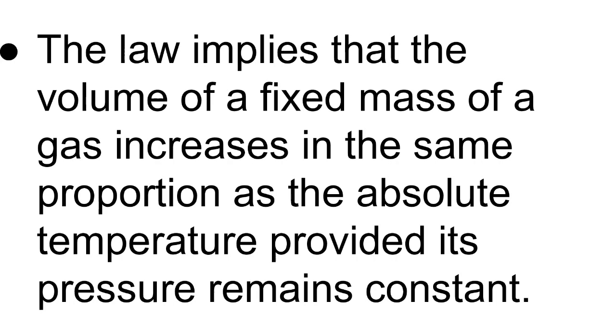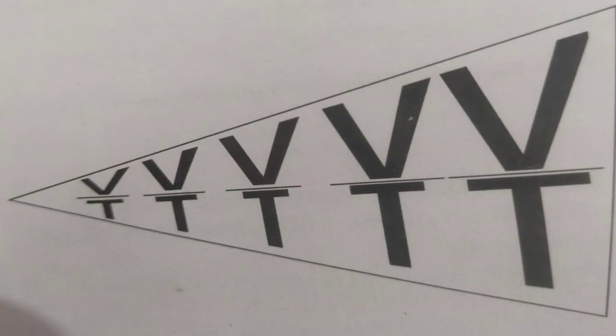Now, this law implies that the volume of a fixed mass of a gas increases in the same proportion as the absolute temperature, provided that the pressure remains constant. So if the pressure does not change, then an increase in volume leads to an increase in the absolute temperature, and vice versa. Now let's have a look at this relationship here.